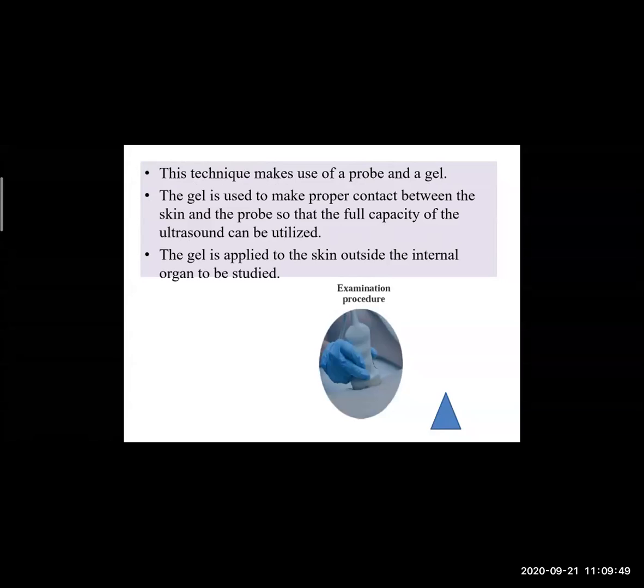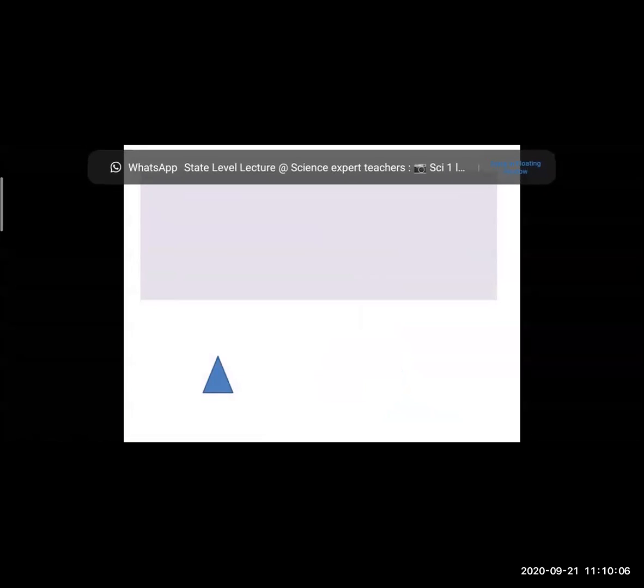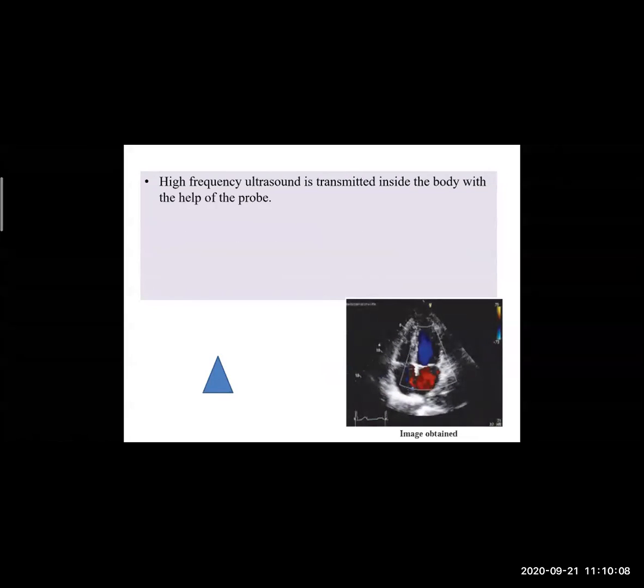The gel is applied on the skin outside the internal organ to be studied. So for that you have to keep in mind where your internal organ is which you are going to see. From outside you can put that gel, and the probe is giving you a fantastic image. Now the color images are also obtained.